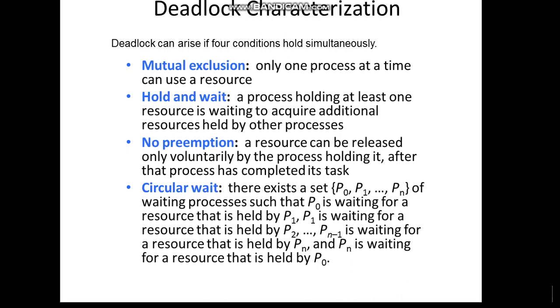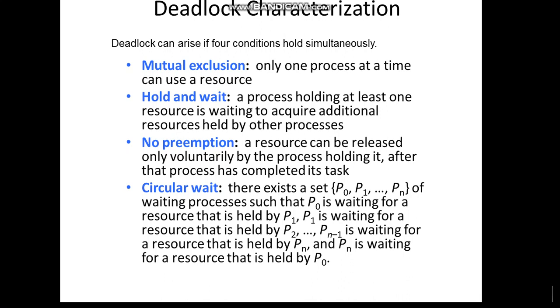Then circular wait. This can be explained with one particular example. Let us take a set of processes P0 to Pn, such that P0 is waiting for a resource that is held by P1, P1 is waiting for a resource that is held by P2, and so on. Finally, Pn minus 1 is waiting for a resource that is held by Pn, and Pn is waiting for a resource that is held by P0.